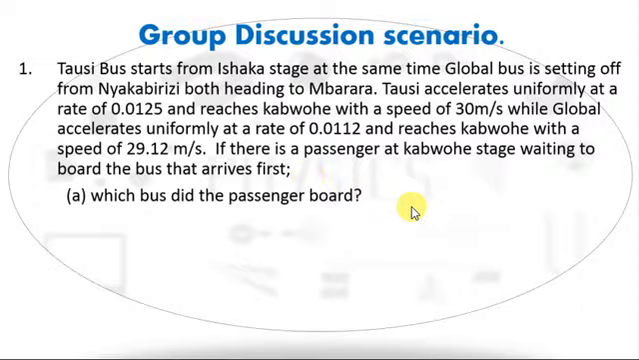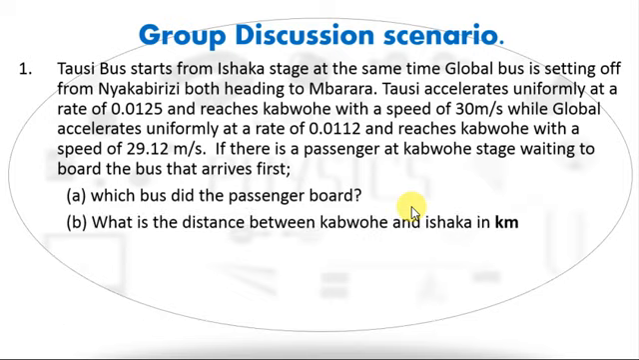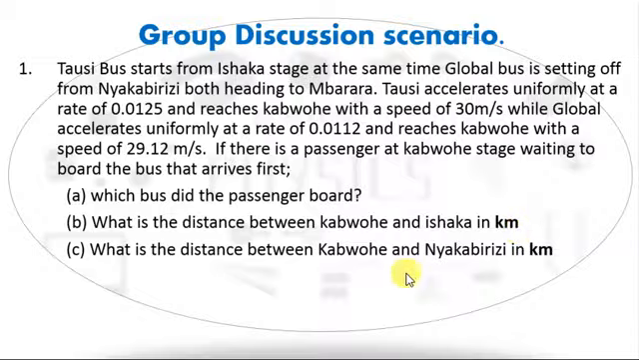It means you need now to carry out your work, discuss it in your group, and answer these questions. Then, what is the distance between Kabohe and Ishaka in kilometers? Remember, when you're doing your work, according to equations of motion and quantities, distance should be in meters, but here they want it in kilometers. Then, what is the distance between Kabohe and Nyakabirizi in kilometers?